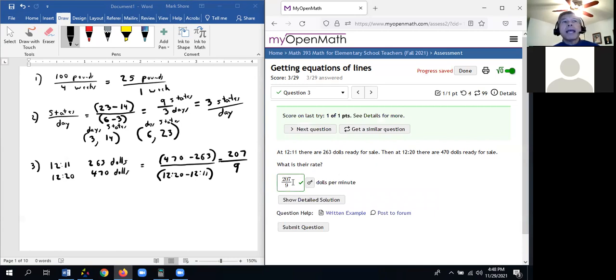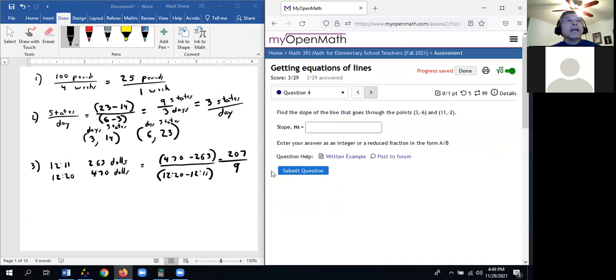What this means is that every 9 minutes, these elves or whatever they are, you'll see that on some of these problems, like elves are making something, it is going up by 207 dolls every 9 minutes. So, yep. Okay, now just straight problems.